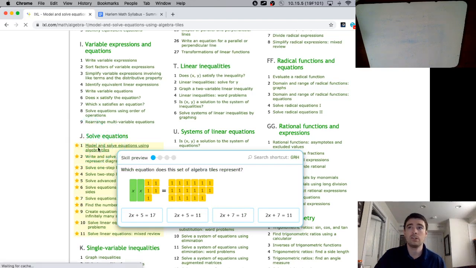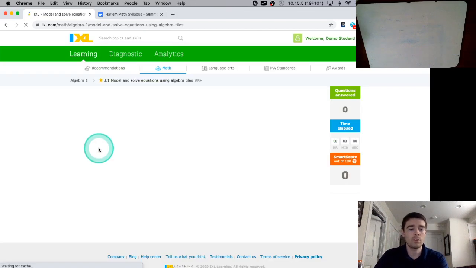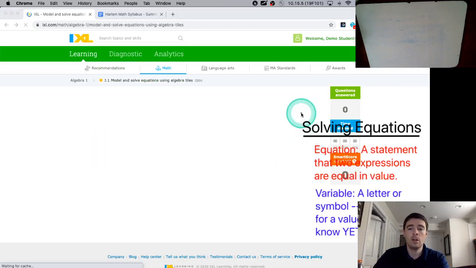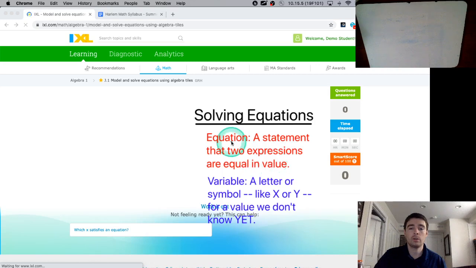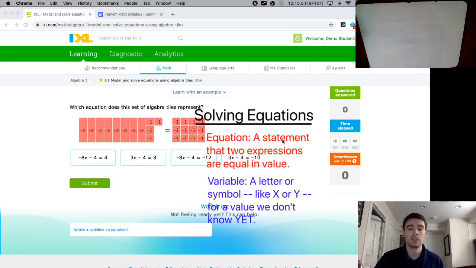We're going to click into assignment J1, the one on modeling and solving equations. While that's loading up, I want to go over two key definitions that have to do with the entire J cluster. Our work in this J cluster is going to be focused on solving equations. An equation, defined in red here, is a statement that two expressions are equal in value. Equations can be very simple or very complicated, with a lot of numbers and variables in the expressions. But at the end of the day, an equation is any statement that has an equal sign and says one expression is equal to the other expression.